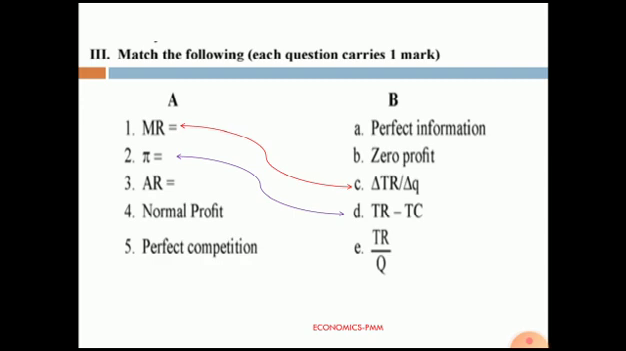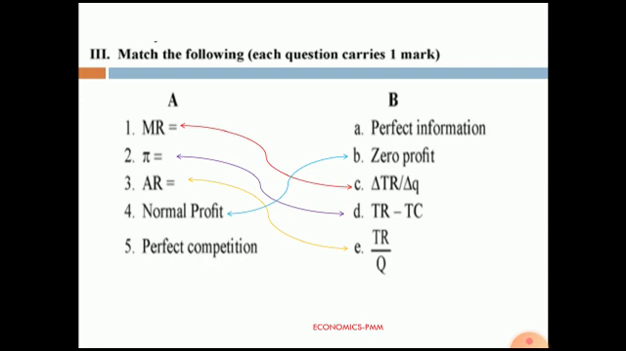Next, AR. We have discussed it. AR is nothing but per unit of output revenue generated. And this formula is total revenue divided by output, the number of units produced. Fourth one, normal profit. So normal profit is nothing but where TR is equal to TC, or it is also called no profit no loss, or zero profit. Normal profit is nothing but zero profit.